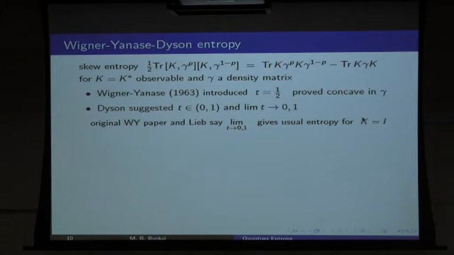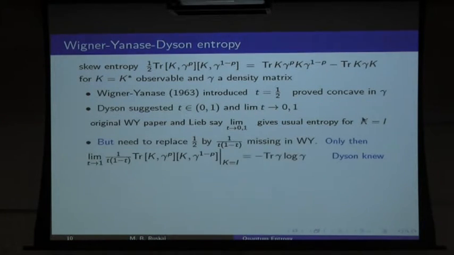And if you read the original paper, and also Lieb's paper, they say that the limit as t goes to 0 and 1 gives the usual entropy. But if you look here and put p equal to 0, you just get the identity here, and you just get gamma here, and by the cyclicity of the trace, you get 0.